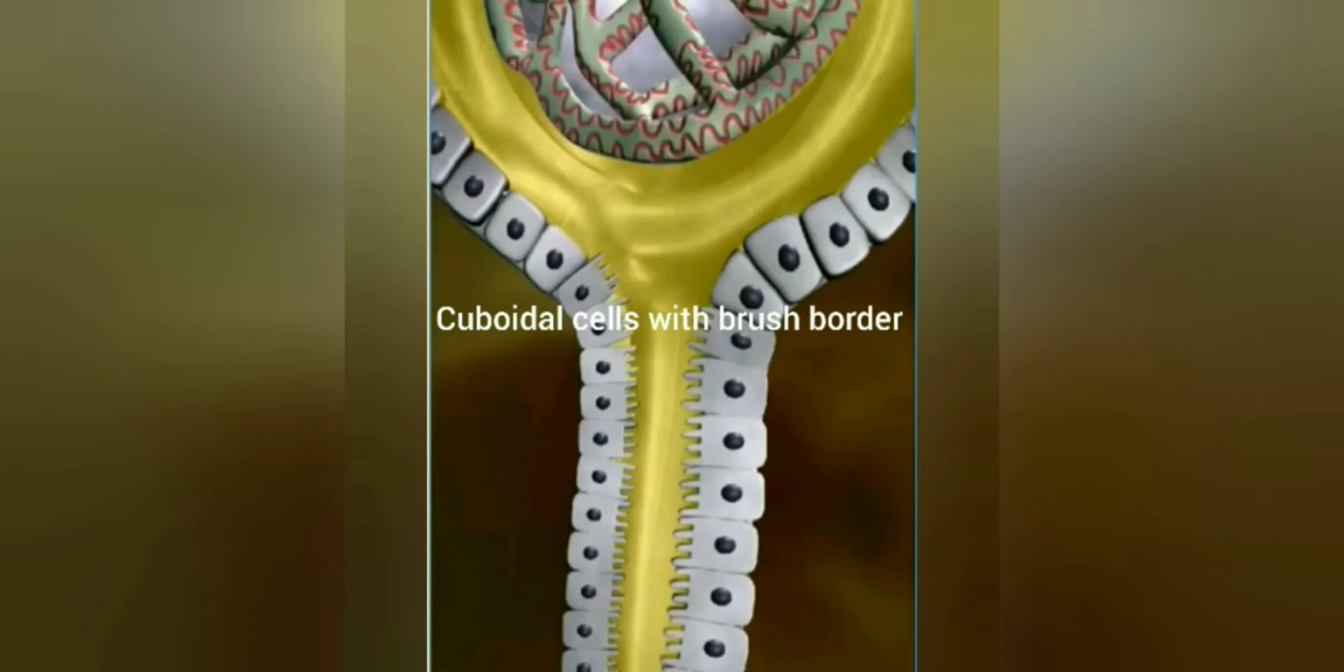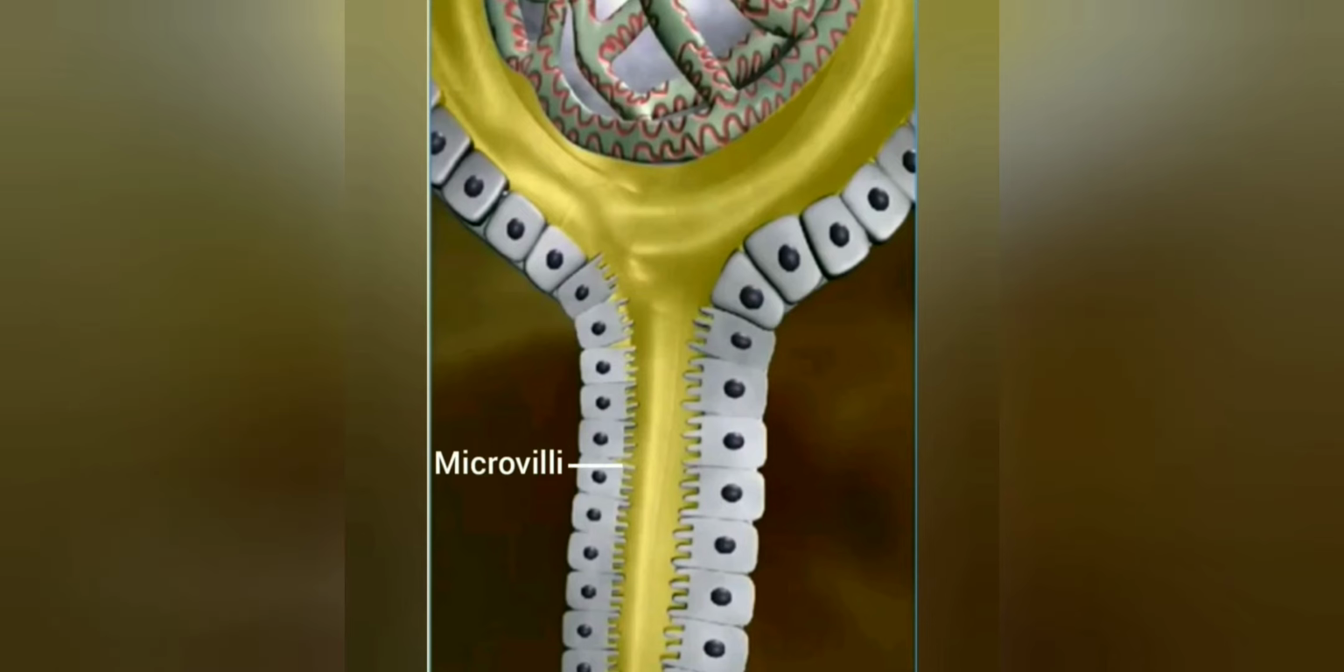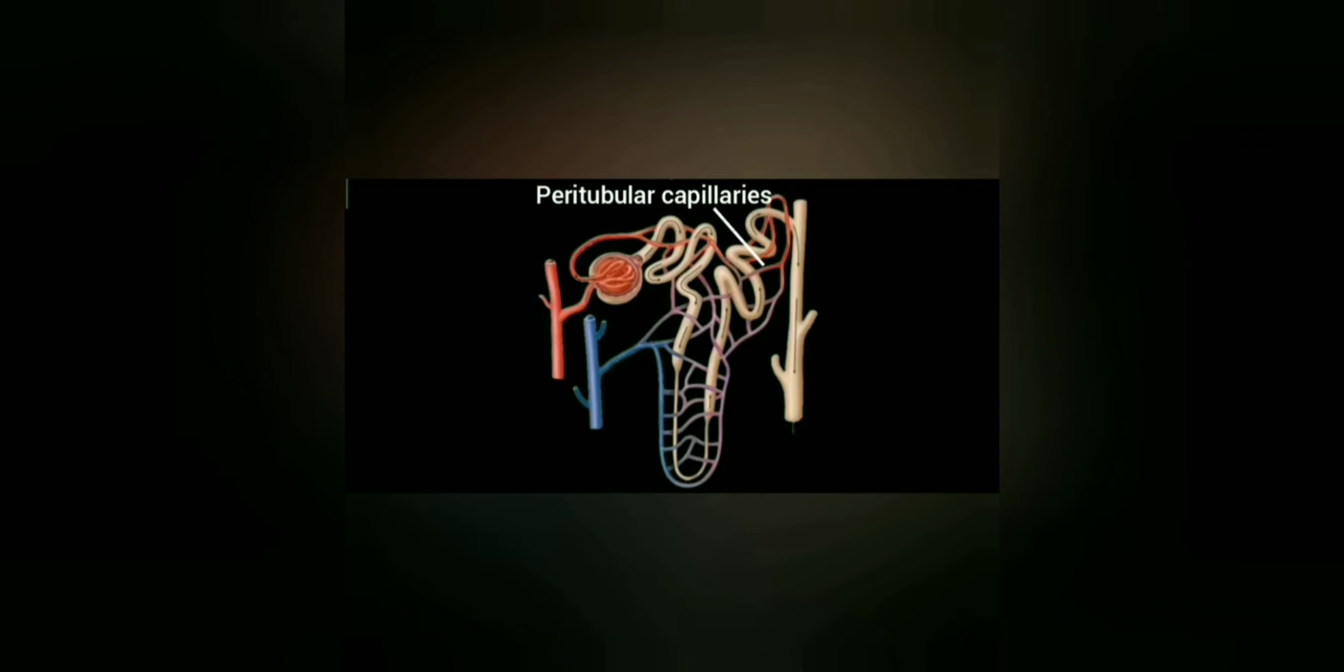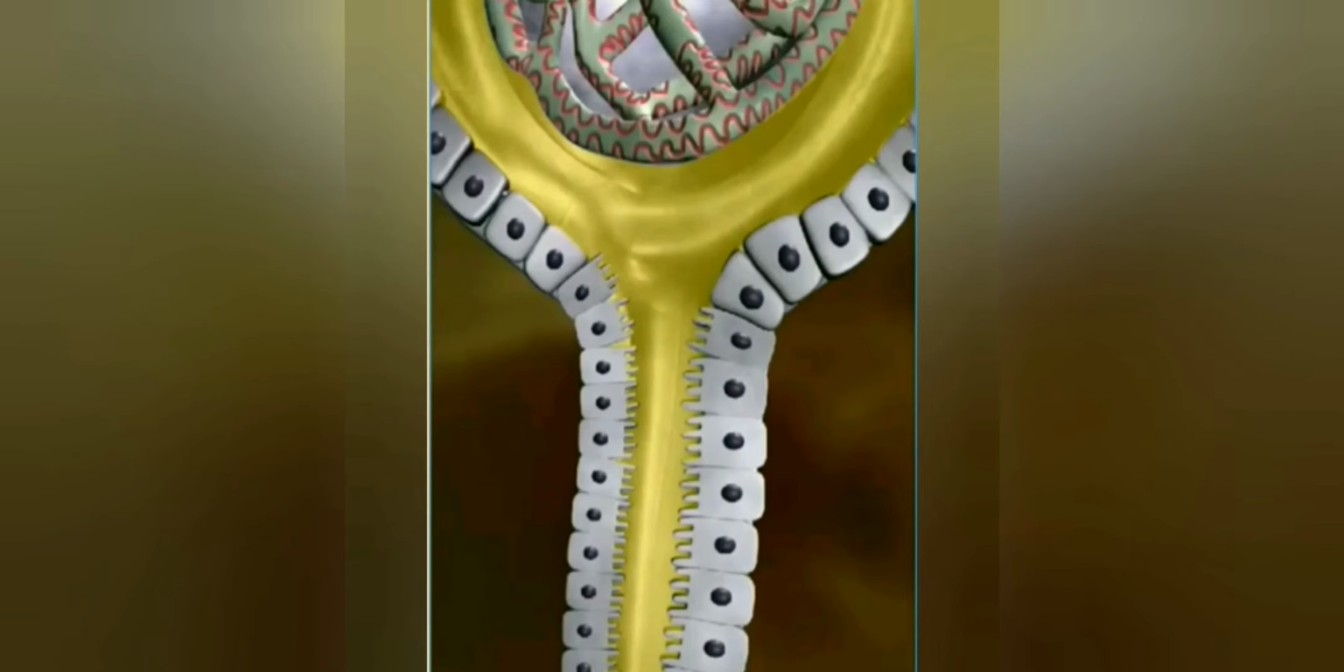PCT is a highly coiled part of the nephron. It is lined by cuboidal cells with a brush border, and these brush border projections are also called microvilli. It is surrounded by peritubular capillaries, which help in selective reabsorption. Due to convolutions, the filtrate flows slowly and remains in the PCT for a longer duration. Because of this, the maximum amount of useful substances is reabsorbed by the blood.